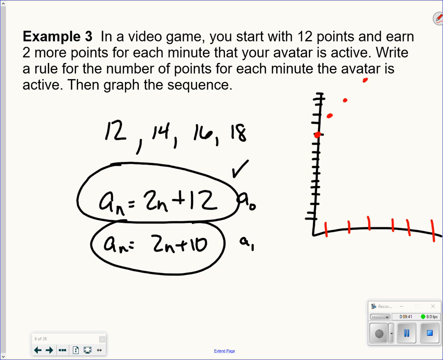I'm not connecting my dots here because this is actually considered discrete. These are individual points. It's not like if I go half a minute, I end up with 1 point. It's every minute it goes up 2 points. So again, if I don't make it to the end of that minute, I don't get a partial. So this is considered a discrete, not a continuous graph, because again, it's not connected.